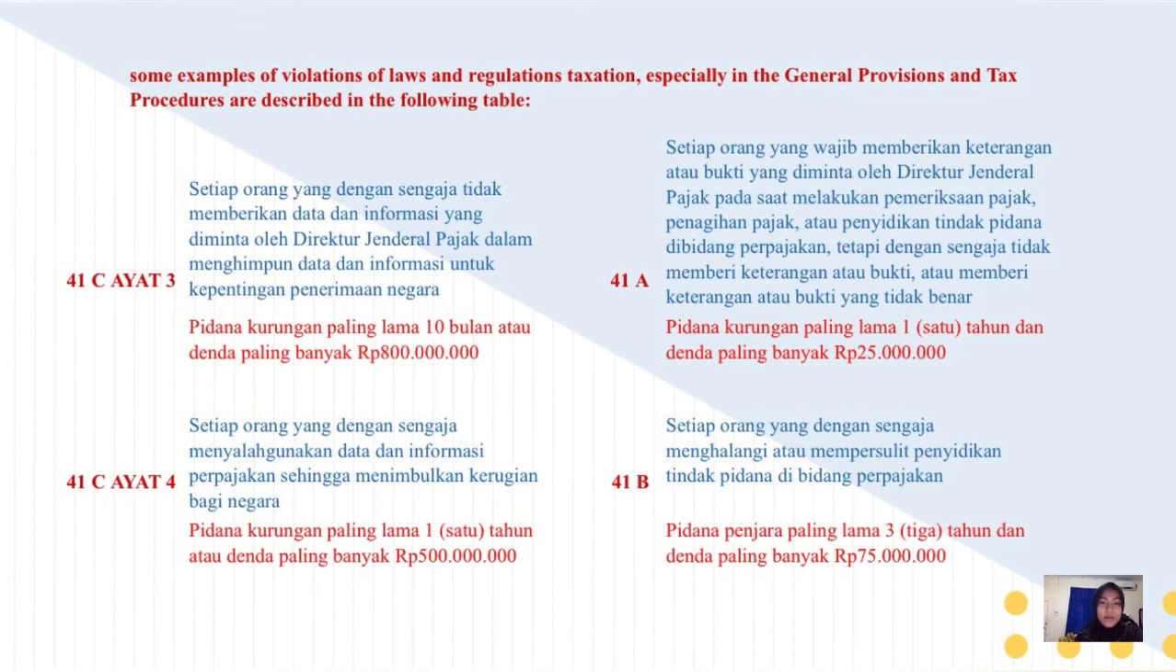Pasal 41A. Setiap orang yang wajib memberikan keterangan atau bukti yang diminta oleh Direktur Jenderal Pajak pada saat melakukan pemeriksaan pajak, penagihan pajak, atau penyidikan tindakan pidana di bidang perpajakan tetapi dengan sengaja tidak memberi keterangan atau bukti atau memberi keterangan atau bukti yang tidak benar, dapatkan sanksi pidana kurungan paling lama 1 tahun dan denda paling banyak 25 juta. 41B. Setiap orang yang dengan sengaja menghalangi atau mempersulit penyidikan tindak pidana di bidang perpajakan mendapatkan sanksi pidana penjara paling lama 3 tahun dan denda paling banyak 75 juta.